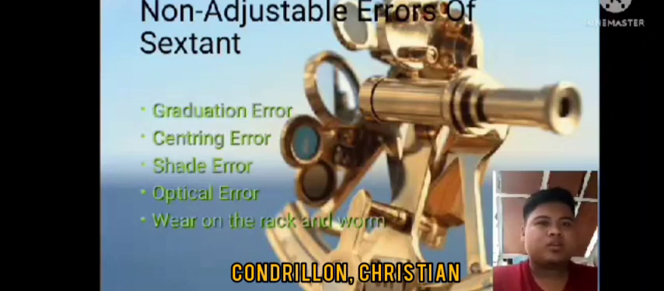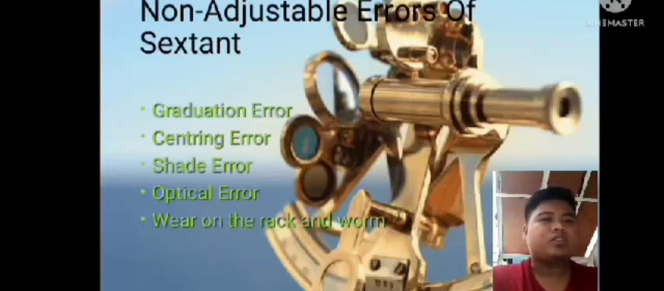I'm going to report about the non-adjustable errors of the sextant. There are five non-adjustable errors of a sextant. First is the graduation error. Graduation error is the result of inaccuracies in the machining of the arc, micrometer drum, and the vernier of the sextant due to the inaccurate graduation of the main scale.